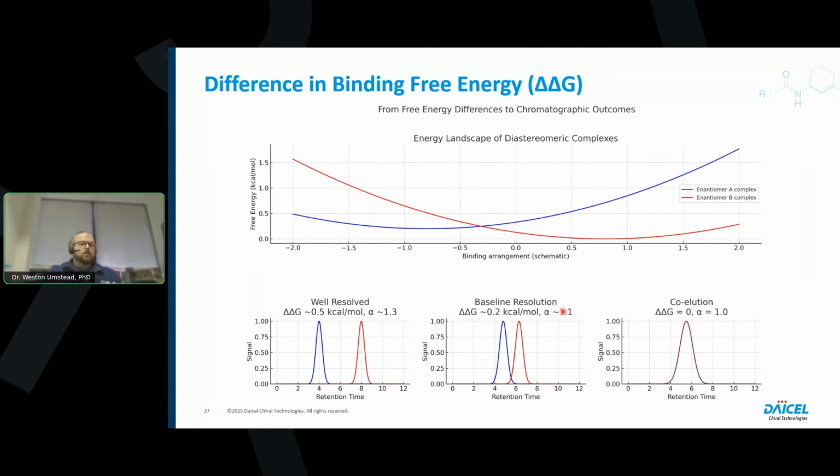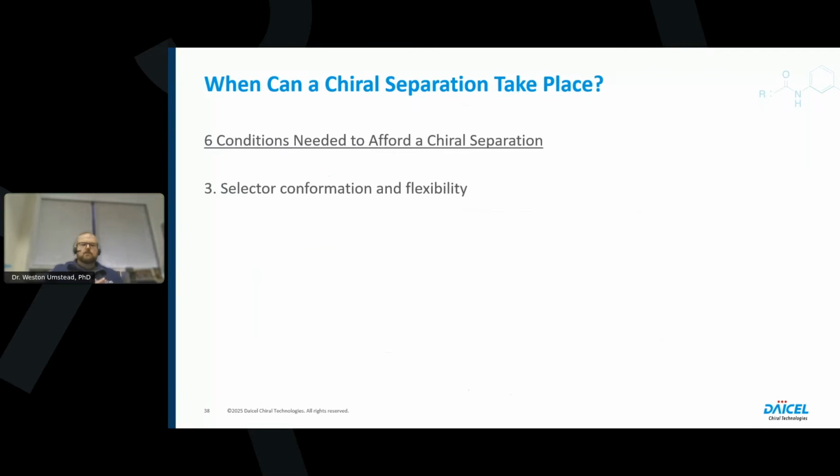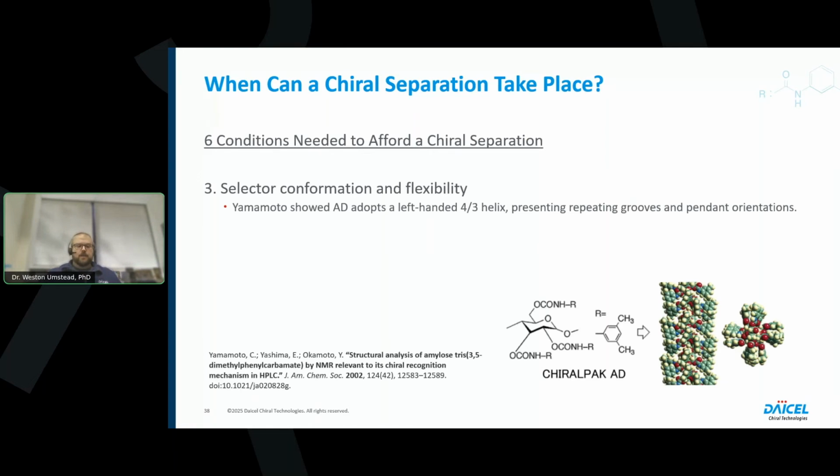As we hit this exact point of crossover where there's now no difference in binding energy at all, of course, now we are going to have coelution completely, no selectivity whatsoever, no separation. Condition number 3, it's not enough to just talk about the energy and having a difference in energy. The actual chiral stationary phases themselves have to be positioned in the right orientation and be flexible enough to account for or accommodate these chiral molecules in order for us to see a separation take place.